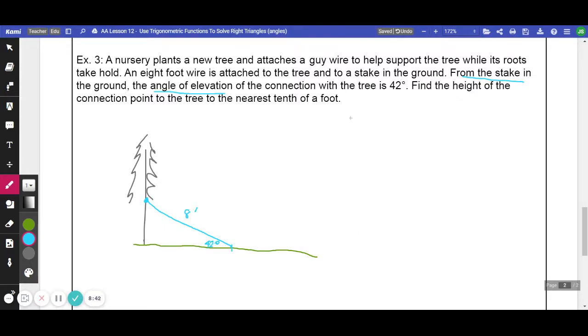What are we trying to find? We are trying to find the height of the connection point on the tree. So this point right here, we're trying to find. That is x.